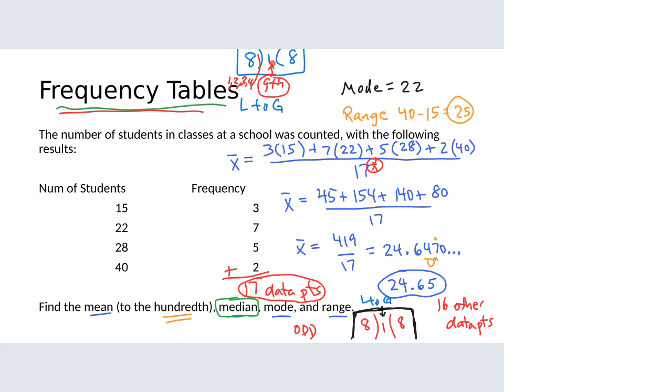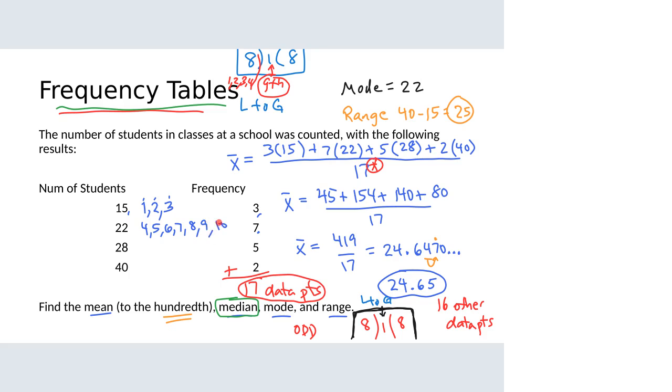All right, so let's take a look at what I have then. The data points I have, 3 of these 15s. So that's going to be data points going from least to greatest. Data points 1, 2, and 3 will be 15s. The first data point is a 15. The second data point is a 15. The third data point is a 15. And then I have 7 data points that are 22s. And that'll be the 4th, 5th, 6th, 7th, 8th, 9th, and 10th data points.